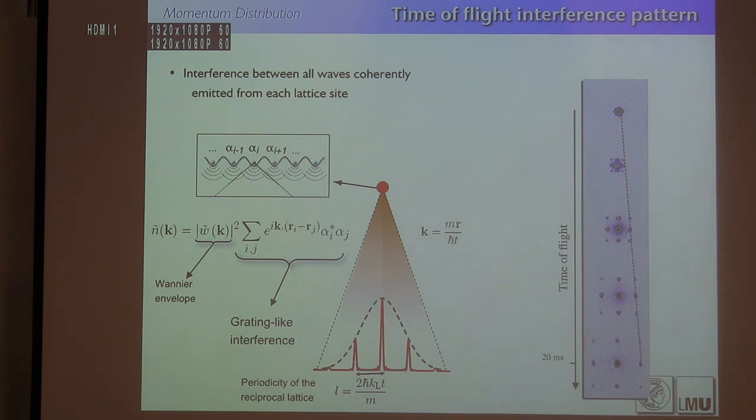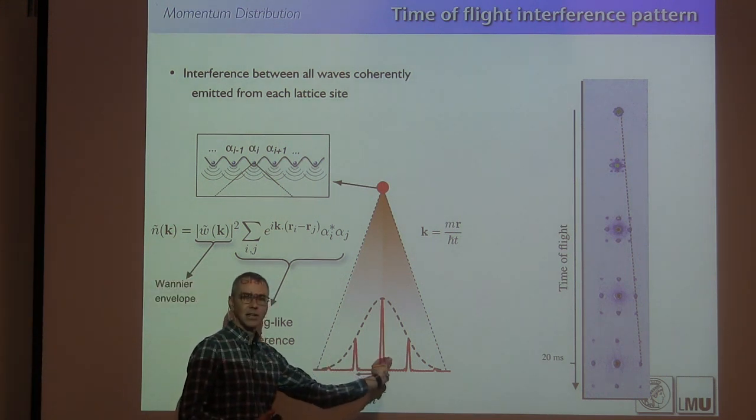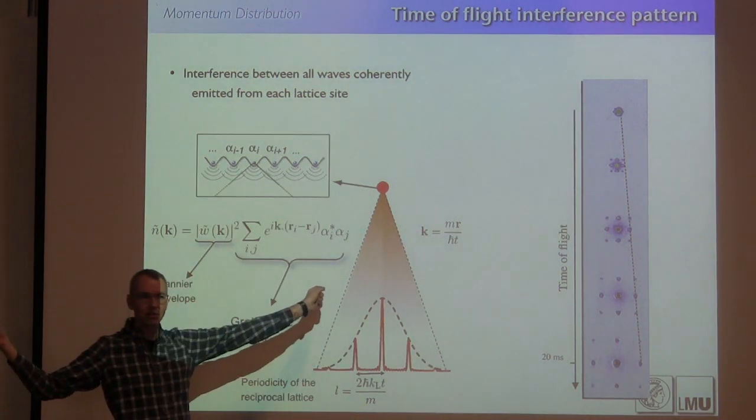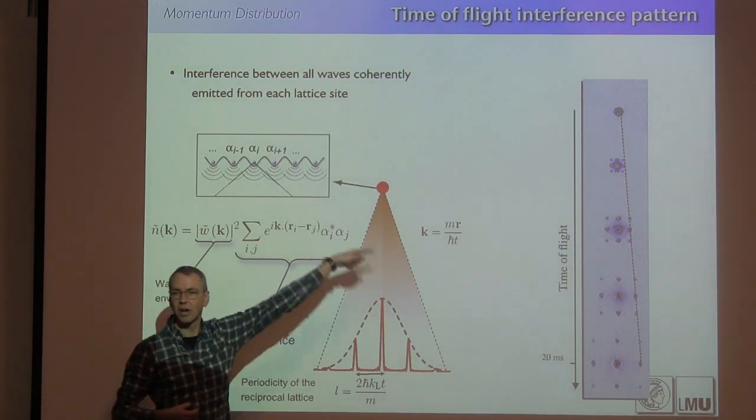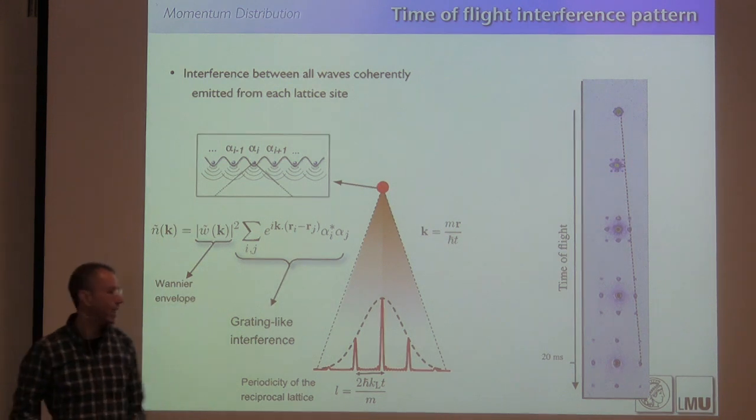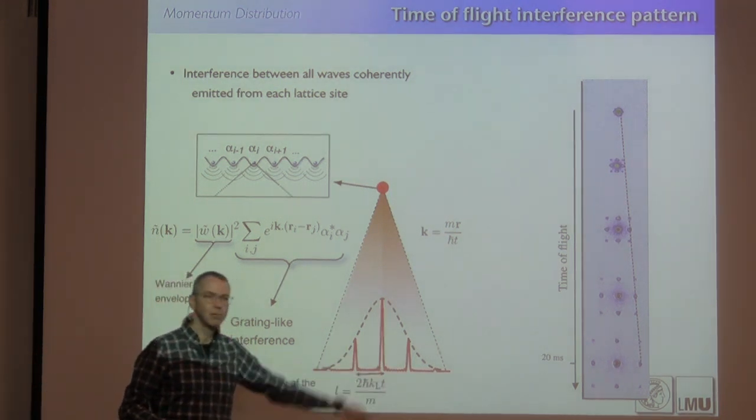Yeah, the number of sites. The number of sites that you have, exactly. So the narrowness is how many slits you illuminate, how many matter waves you cover, how large is your system. Okay, very good. What's the spacing between the peaks?